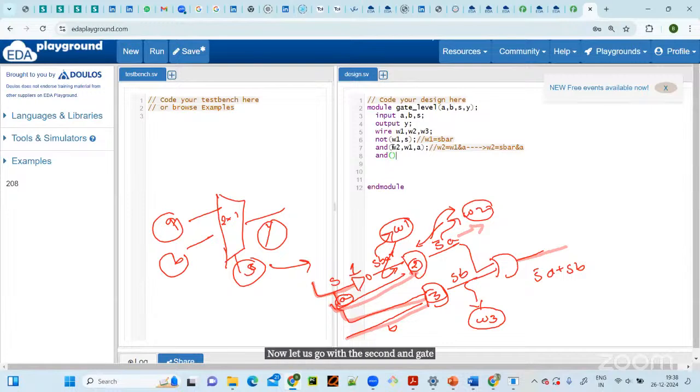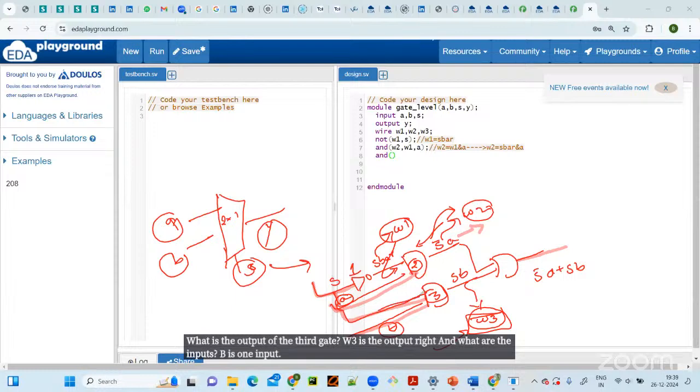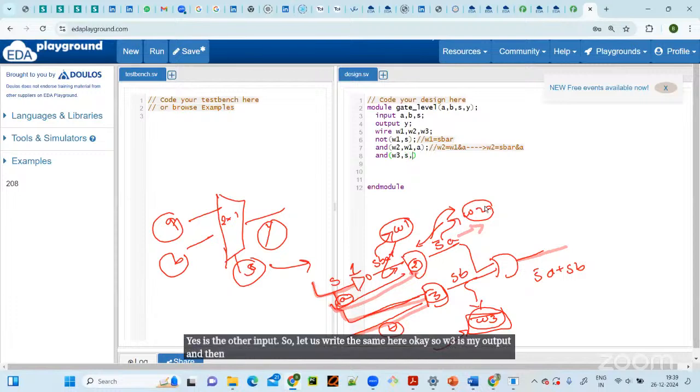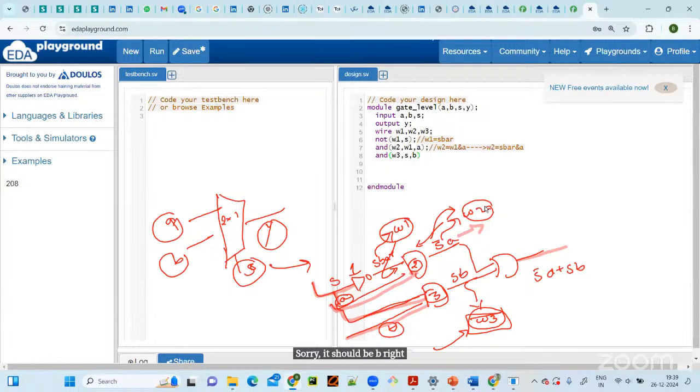AND of, what is its output? What is the output of the third gate? W3 is the output, right? And what are the inputs? B is one input, S is the other input. So let us write the same here. Okay, so W3 is my output, and then S comma A are my, sorry, it should be B, right? S and B are my inputs. So W3 equals S ANDed with B. As simple as that.